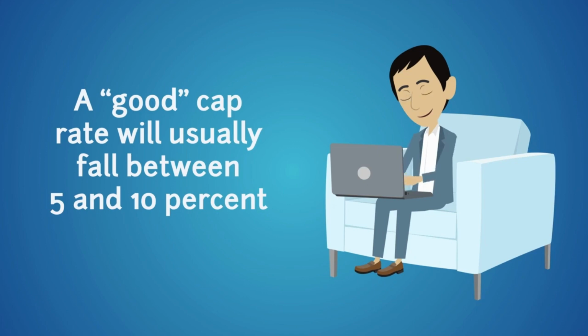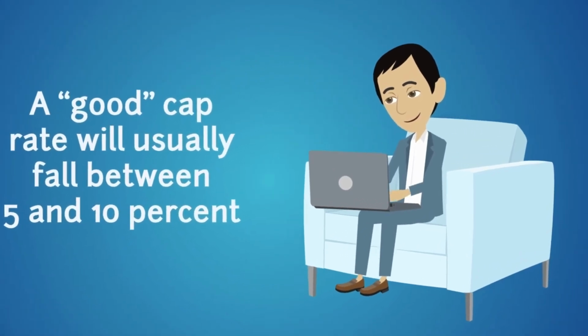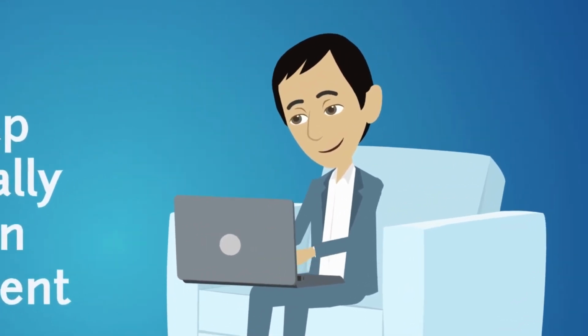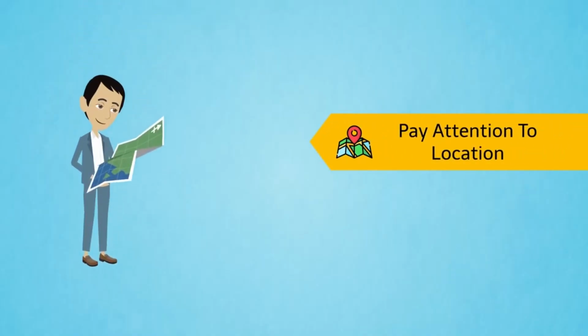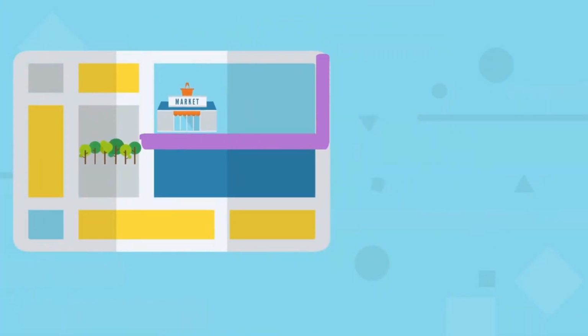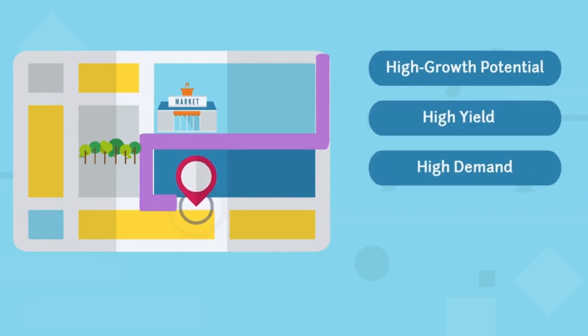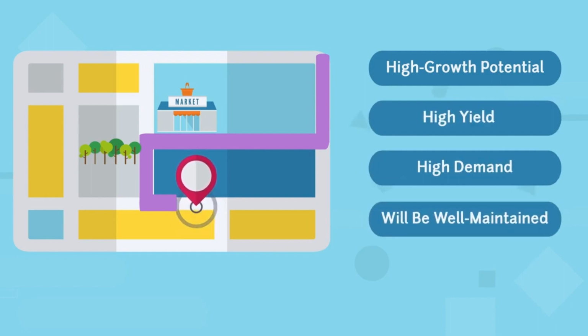But how do you find potential investments in the first place? Our next tips will tell you what you should be looking for in multifamily properties. Tip number 4, pay attention to location. If you have any experience in real estate, you've likely heard the phrase location, location, location, which is one of the most important factors prospective tenants will consider. A good location will show high growth potential, high yield, have high demand, and will be well maintained.